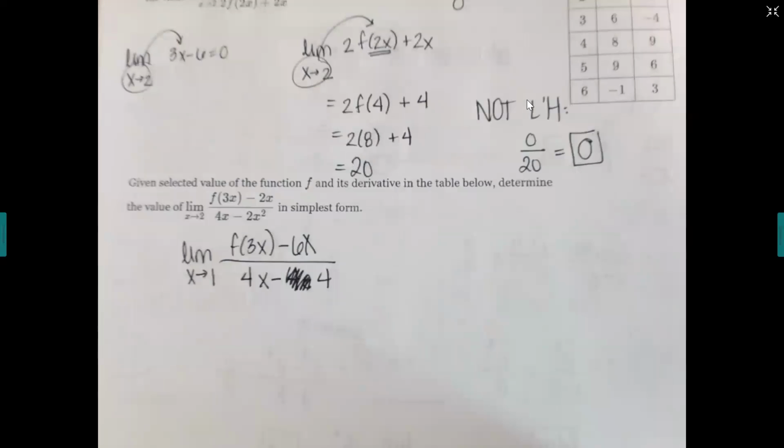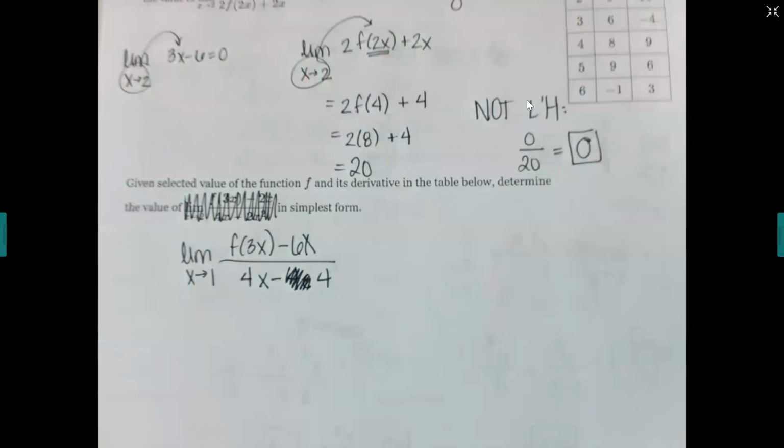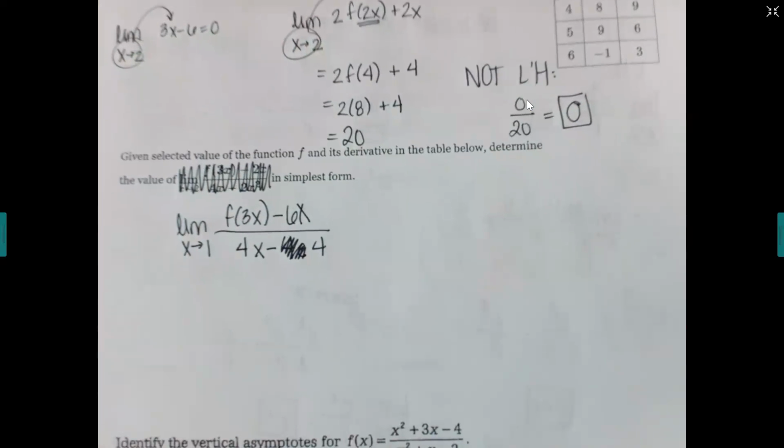Okay, hopefully that works. Rewrite your limit. I accidentally grabbed the wrong table when I copied the worksheet. So make it f of 3x minus 6x over 4x minus 4, and then we're going to change the x approaching from a 2 to a 1. That way it goes with the chart.